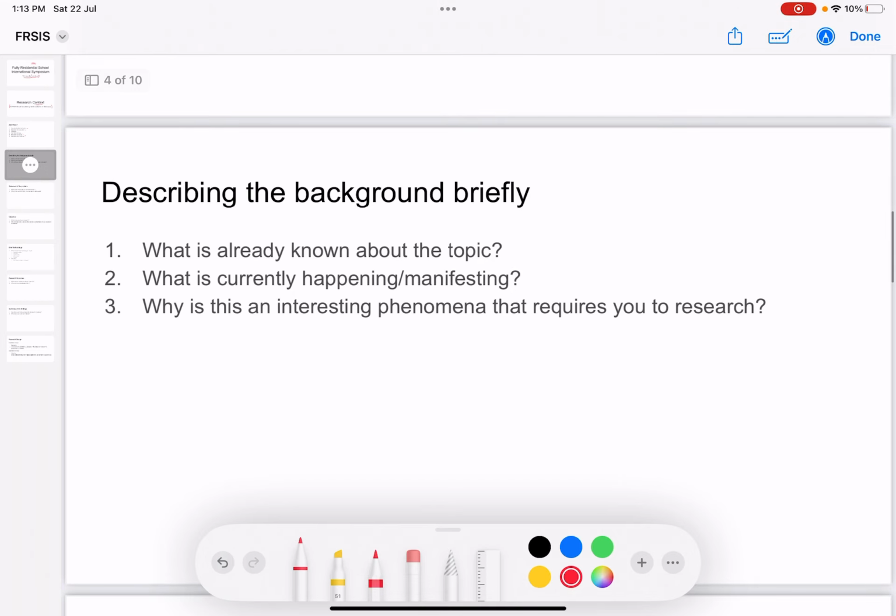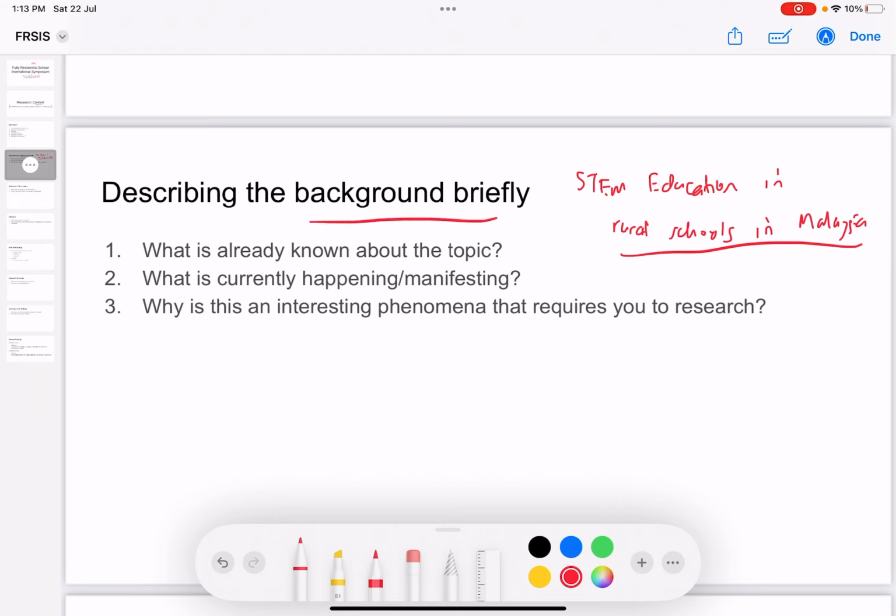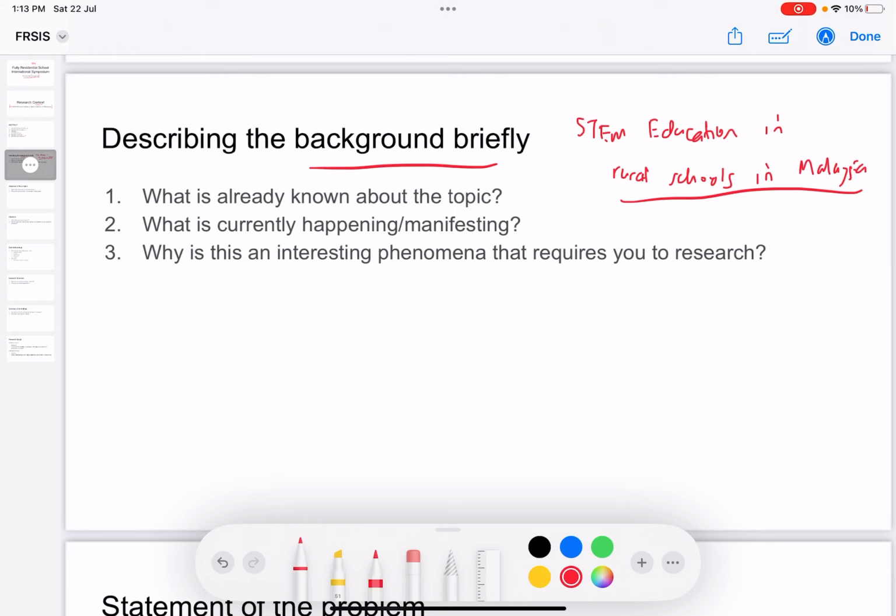And again, our topic that we're using is STEM education in rural Malaysia, right? And rural schools in Malaysia. So this is what we're looking at. This is our research. Okay, so what is already known about the topic? So when you describe the background briefly, first you want to know what people have already been talking about, right? So probably your first sentence will be something.